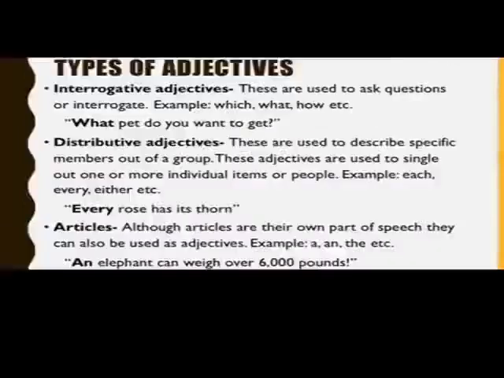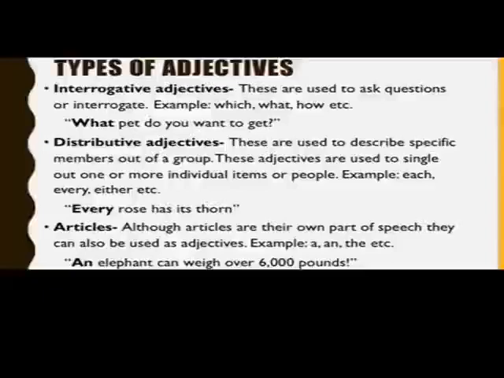Moving on, we have interrogative adjectives. These are used to ask questions or interrogate. Example, what pet do you want to get? Here, what acts as an interrogative adjective. Distributive adjectives are used to describe specific members out of a group. These adjectives are used to single out one or more individual items or people. Example, every rose has its thorn. Here, every is a distributive adjective.